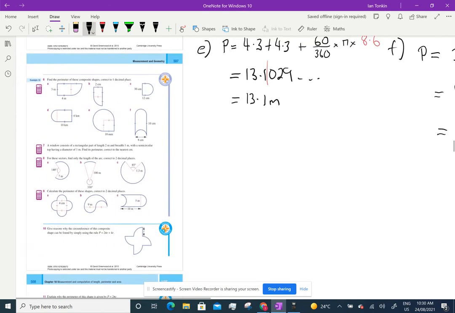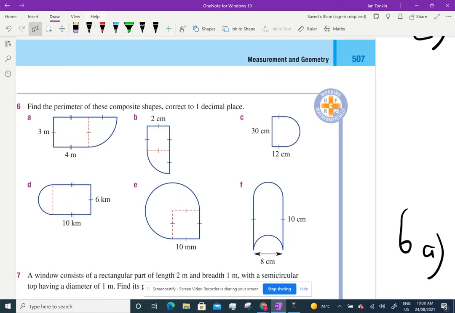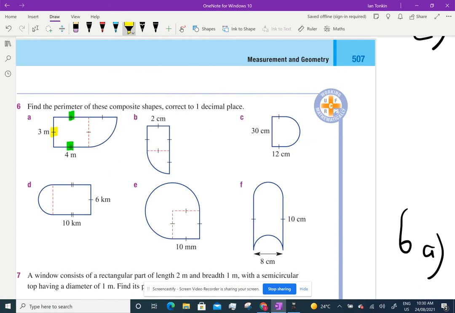Okay, now question 6. Again, I'm not going to do all of these, they're not that hard. Remember, just do the straight bits and the circles. So here we go, 6a. Let's have a look at this. Okay, now remember, you need to know what these symbols mean. That means that those two sides are equal, and that one there means that these ones are all equal. So what have I got? So let's get all my straight bits. So I've got a 3 and a 3 and a 4 and a 4.